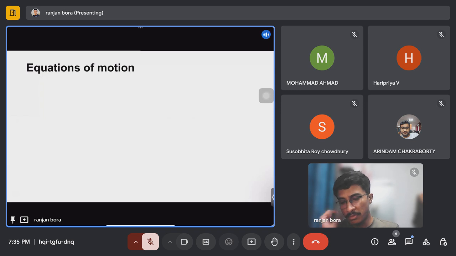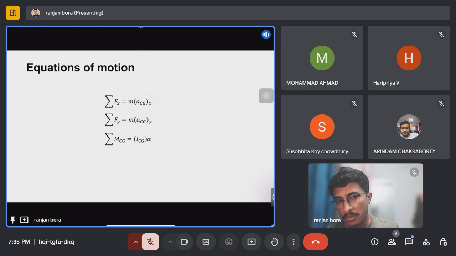Okay, now I will start the week 4 contents. First I will explain the kinetics of biomechanics, and related to kinetics, first we need to go through the equations of motion. So in kinetics, we'll use these equations of motion. These equations come from Newton's second law.